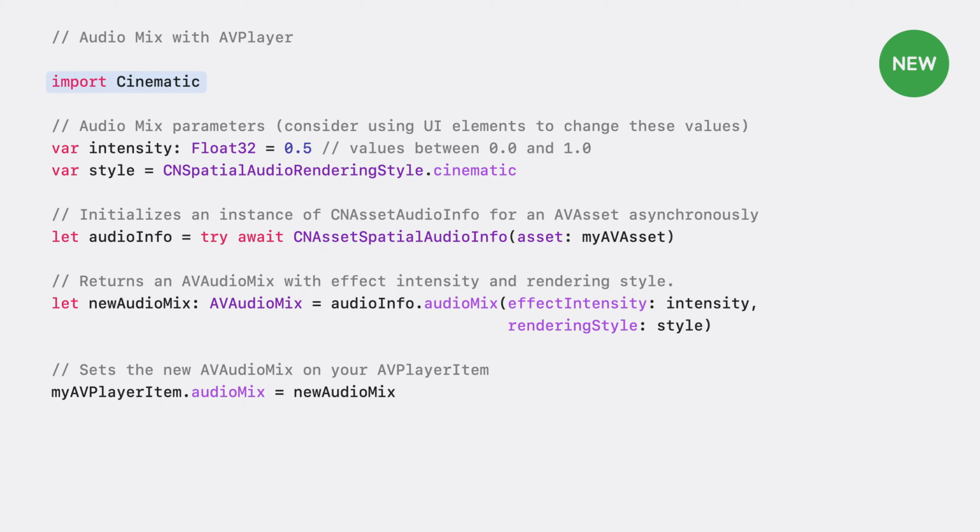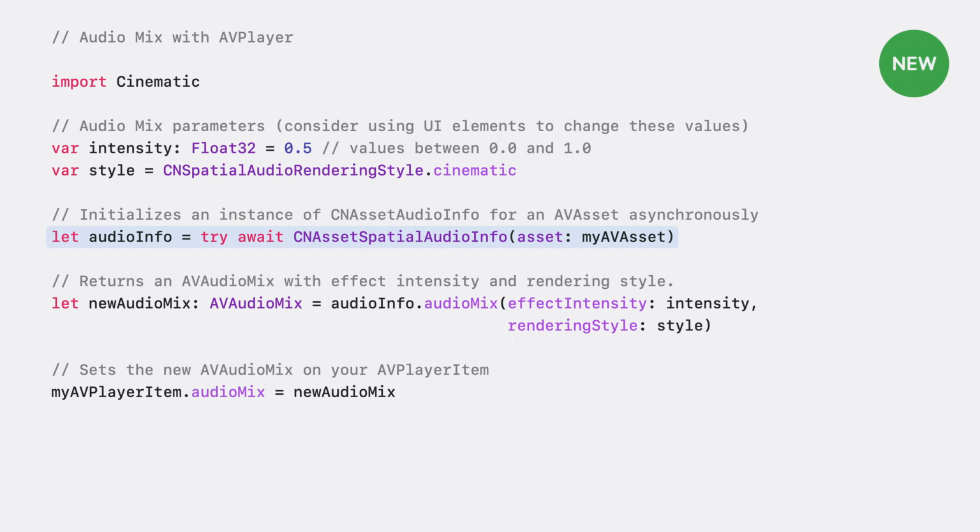The 2 primary audio mix parameters are the effect intensity and the rendering style. The demo app uses UI elements to change them in real time. The intensity operates within a range of 0 to 1, and CN Spatial Audio Rendering Style is an enum that contains the style options. Next, initialize an instance of CN Asset Spatial Audio Info. This class contains many properties and methods for working with audio mix.